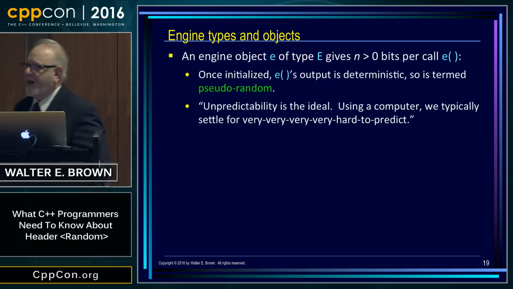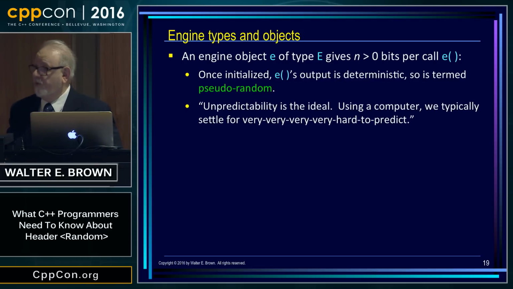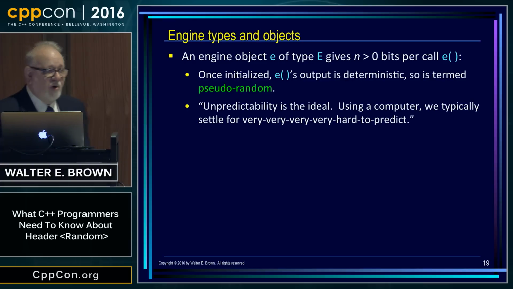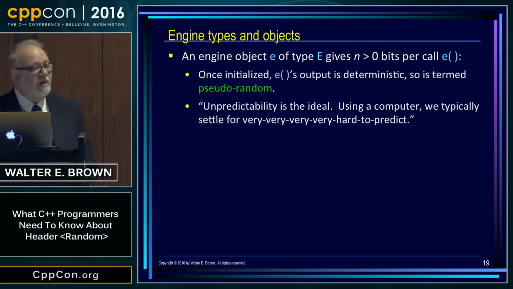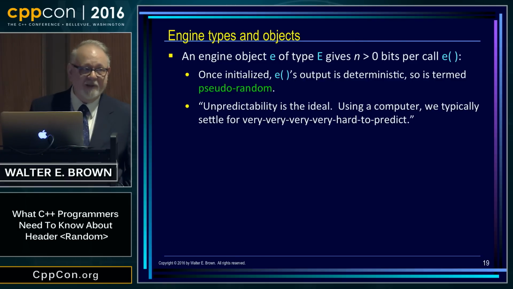All right? So let's postulate that we have an engine object, lowercase e, whose type is capital E, and it's a function object. It's callable. It has an operator parens. Every time you call it, you're going to get some number of bits, uniformly distributed, ideally random bits. Okay? By the way, don't assume that n has to be an integer. It usually is, it typically is. Nothing in the definition says it has to be.